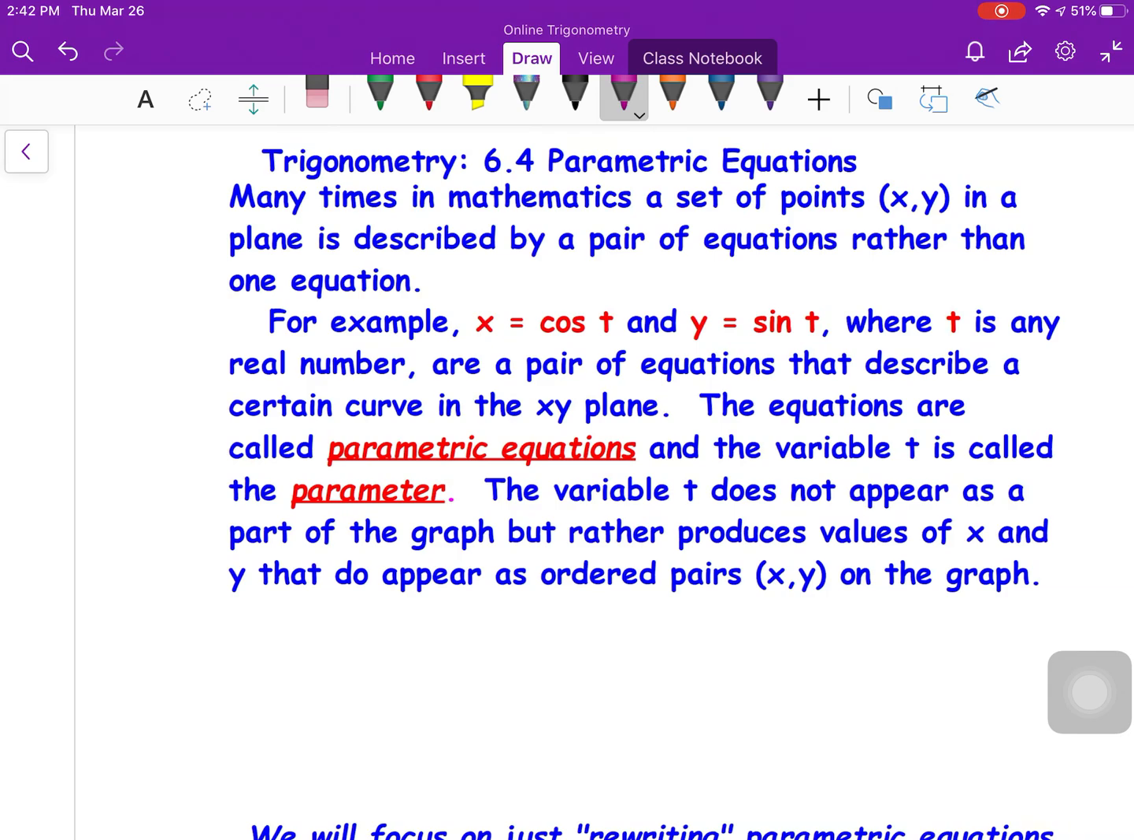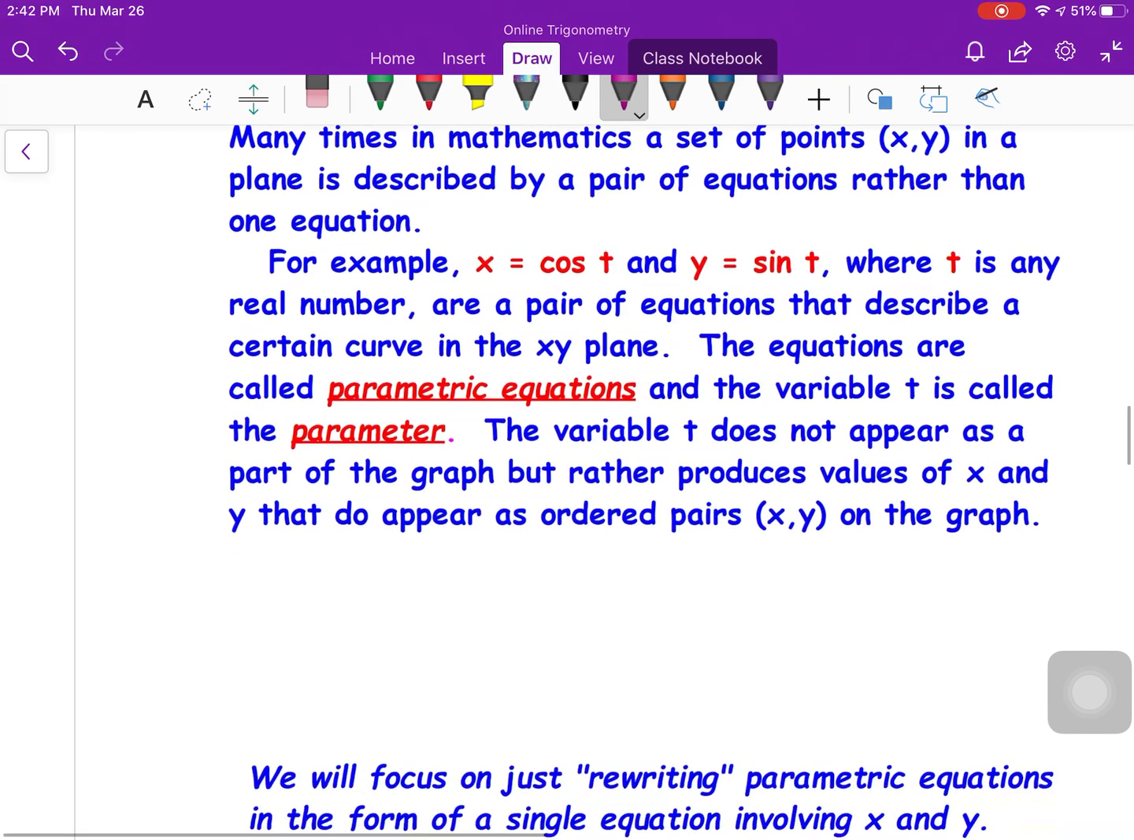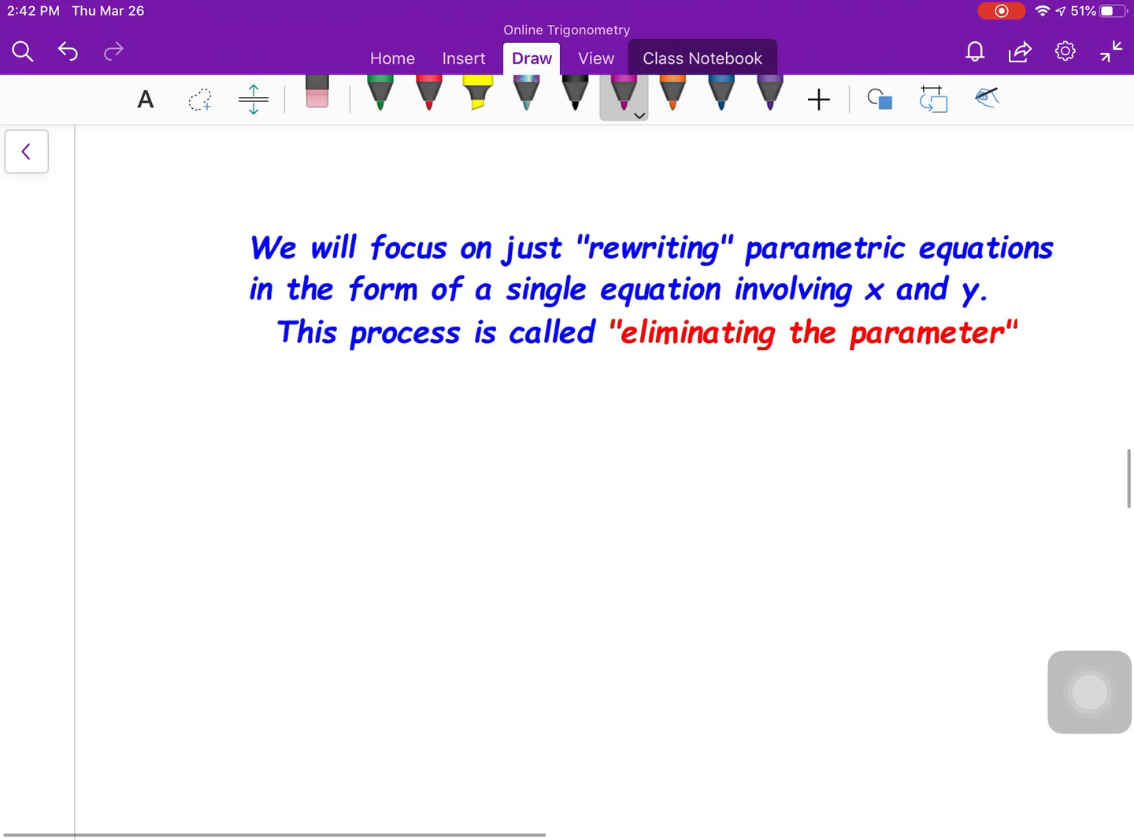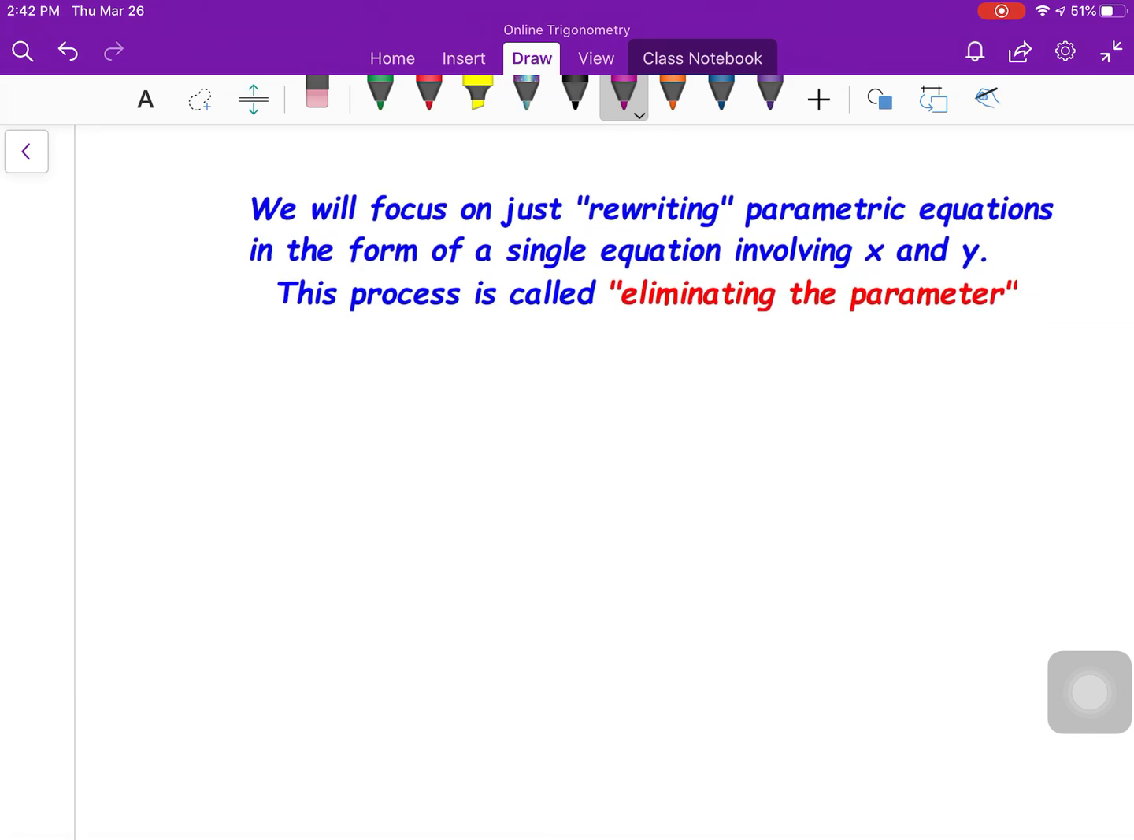So in trigonometry, what we'll be trying to do is eliminate the parameter. Eliminating the parameter means taking that pair of equations where x and y are both defined in terms of a different variable and rewriting it as a single equation back in the form we're used to, just in terms of x and y. We've eliminated that third variable, which is called the parameter. So again, we're going to be focusing on eliminating the parameter.